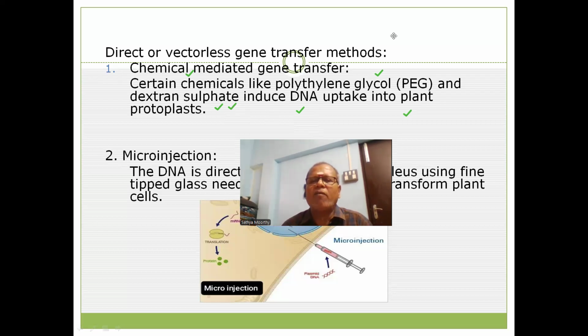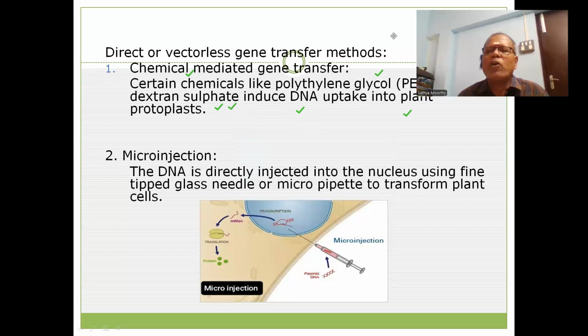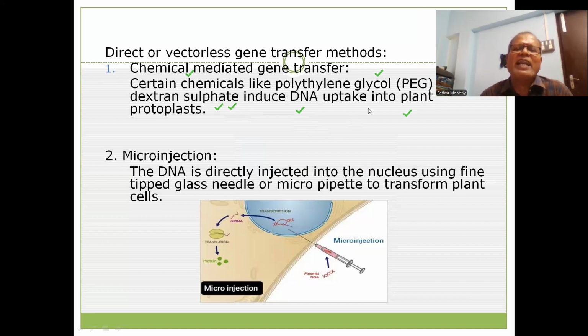Then the second one is microinjection. We are using an injection. Our DNA is directly injected into the nucleus, where the genetic material DNA is present, using a fine-tipped glass needle or micropipette to transform plant cells. You take the gene of interest or the donor.